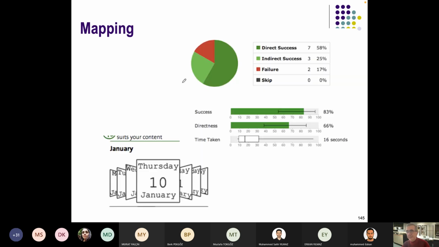For the calendar, coming days, previous days, just like the regular calendar. Increase the value, decrease the value, increase the value, decrease the value. Okay. These are examples of good mapping.